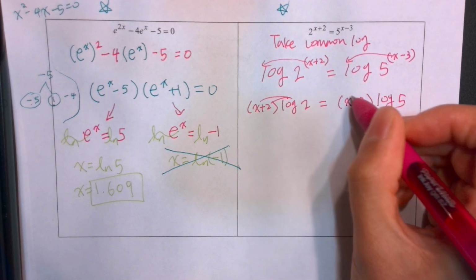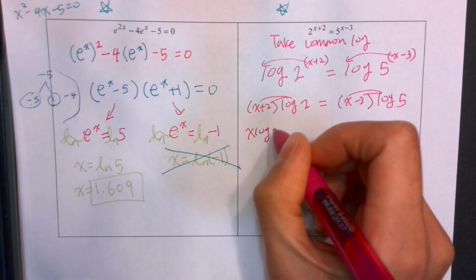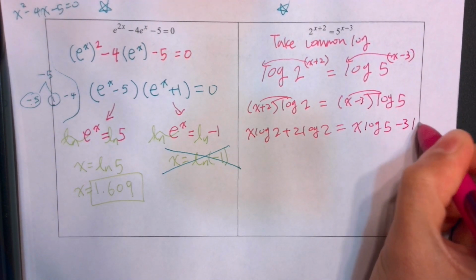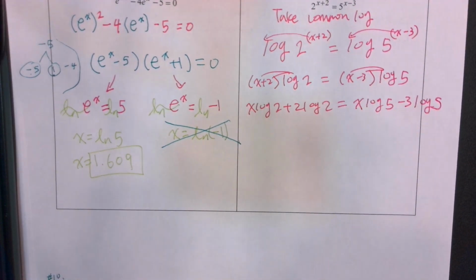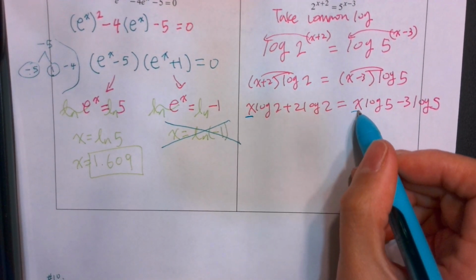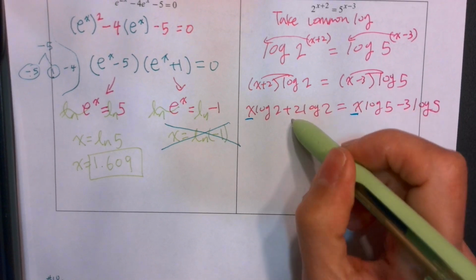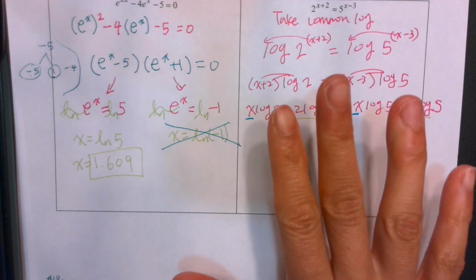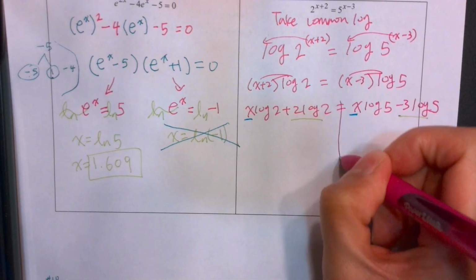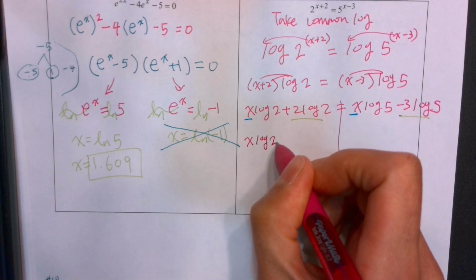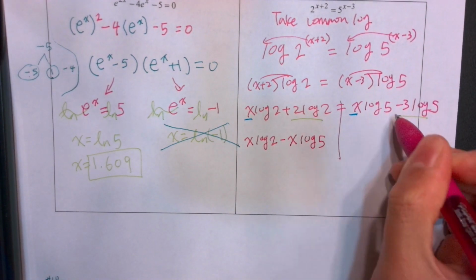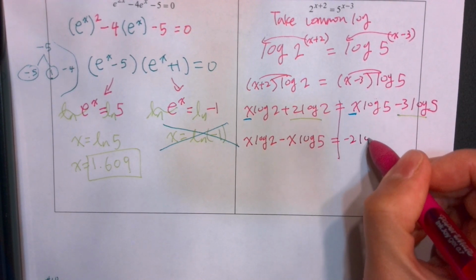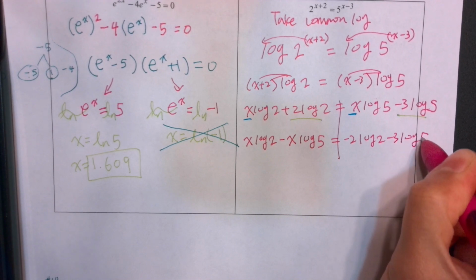I'm going to go ahead and distribute it. X log of 2 plus 2 log of 2 equal to x log of 5 minus 3 log of 5. All right, notice what you have here. You have these two with the x's and these two without x's. So I'm going to move all the x's to the left side of the equal sign, all the non-x's to the right side, to get x log of 2 minus x log of 5, equal to negative 2 log of 2 minus 3 log of 5.